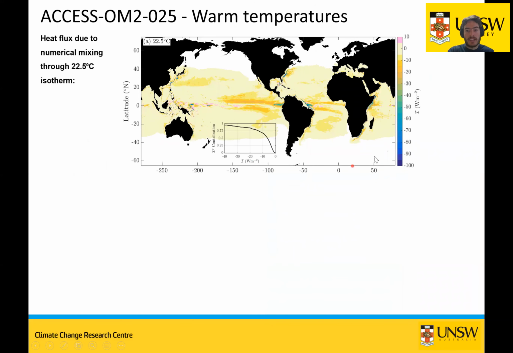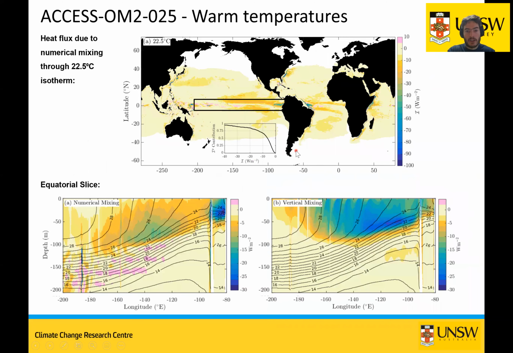This is the heat flux in watts per square meter through that 22.5 degrees Celsius isotherm in the simulation as a spatial map. You can see it's pretty heterogeneous. We've got hotspots in the eastern equatorial Pacific, in the tropical regions, and also in the western boundary currents and along the continental shelves. If we zoom in on this longitude-depth slice in the Pacific, that's what I'm plotting on the left here.